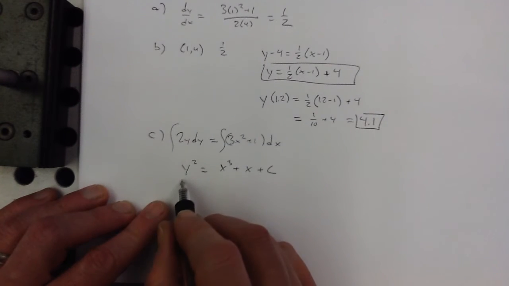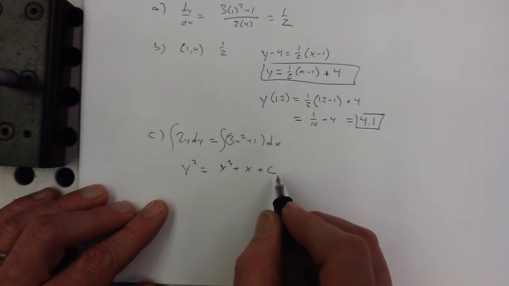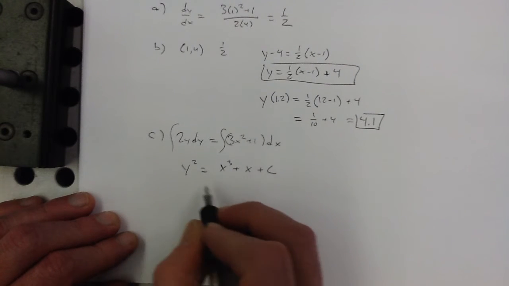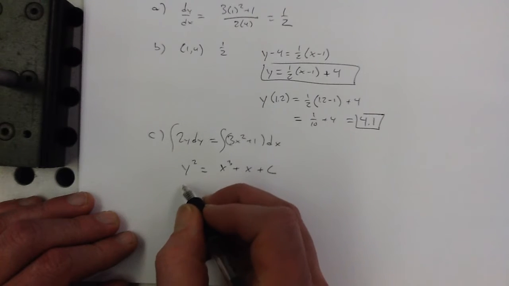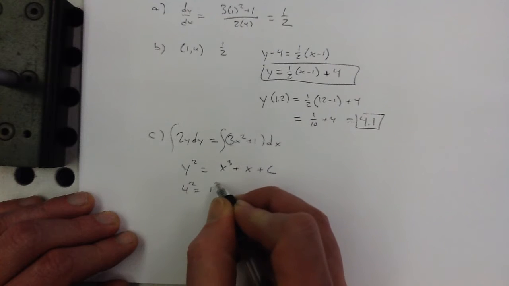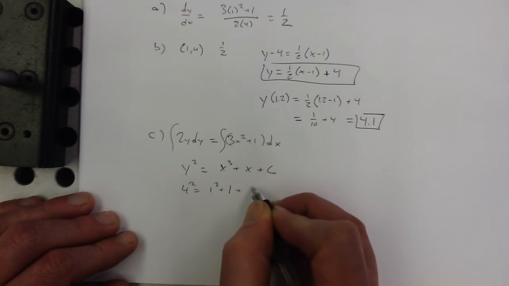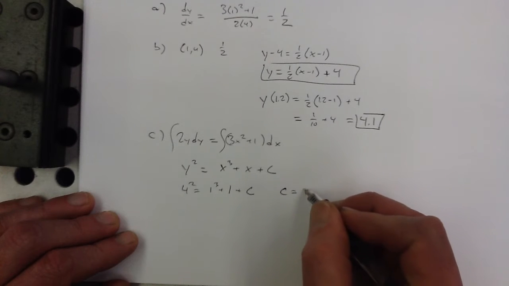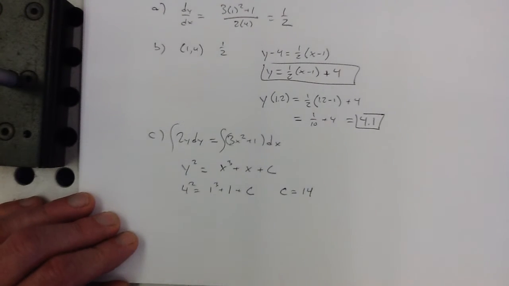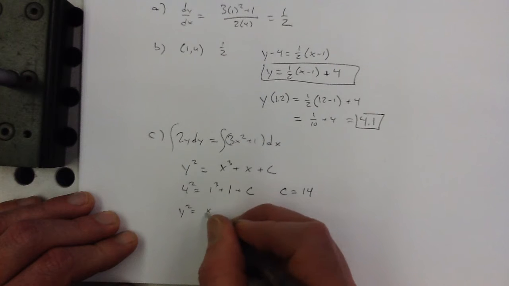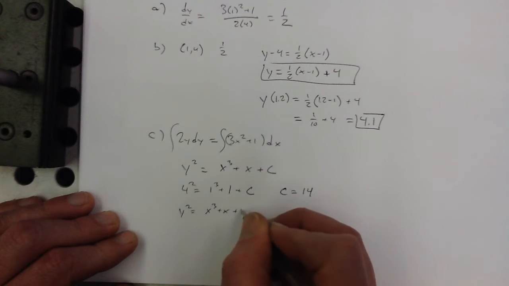I'm just going to leave it like this before I solve for y. I'm going to go ahead and figure out what the C is. So I'm going to plug in 4 squared equals 1 cubed plus 1 plus C. So I think C is going to be equal to 14. So that means I have y squared is equal to x cubed plus x plus 14.